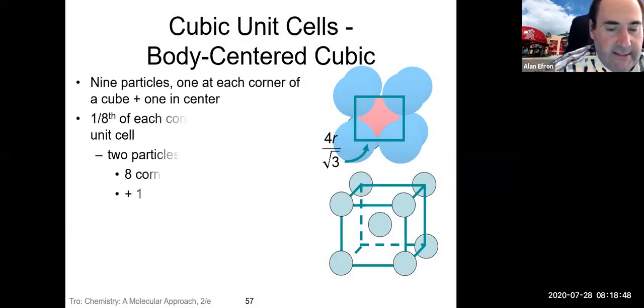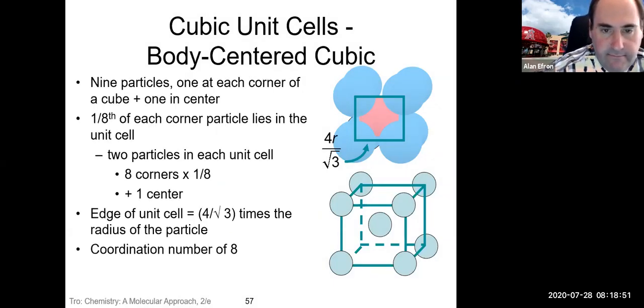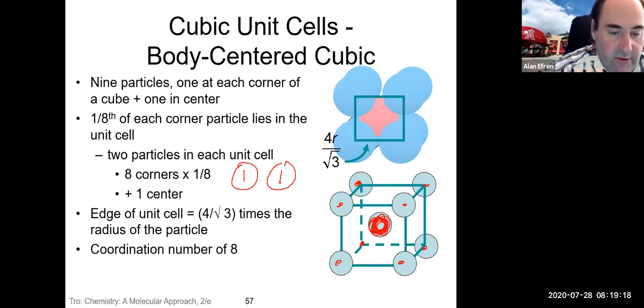Now, the next one is body-centered. Body-centered has 1/8 of an atom in each of the corners, just like the last one. So again, we have 1/8 of an atom in 8 of the corners. That gives us 1 whole atom. And we have an entire intact atom sitting dead center of the cube. That gives us our second atom, and that is how we get to 2 total atoms for this type. When we calculate our edge length, it's 4 times r divided by the square root of 3.